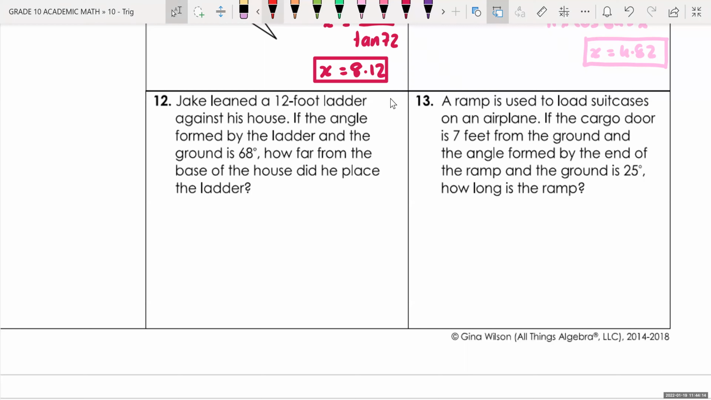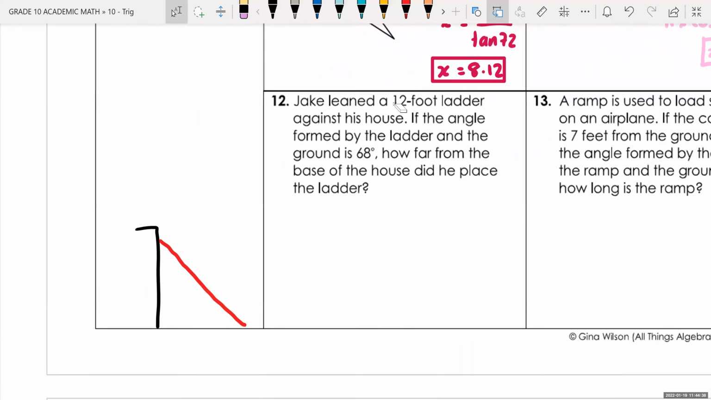So already I know that we have a house over here. And so I'm just going to call this his house. And then he's leaning a ladder against the side of his house. My gosh, the leg is just insane. There we go. There. So the house is black, the ladder is red. We know the ladder that he leaned is 12 foot long. So I'm going to label this 12 feet. That tells me the ladder is 12 feet.